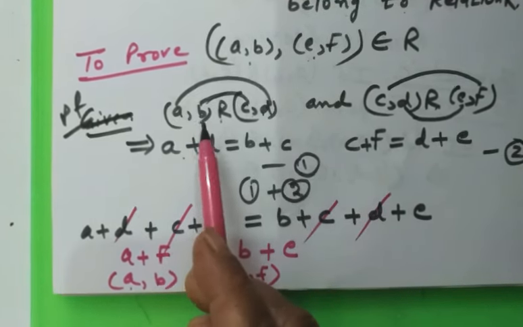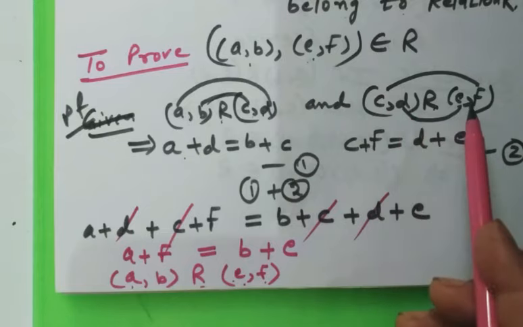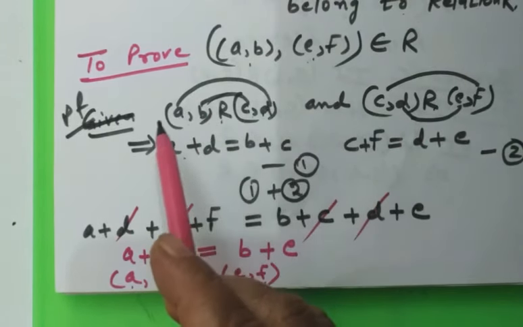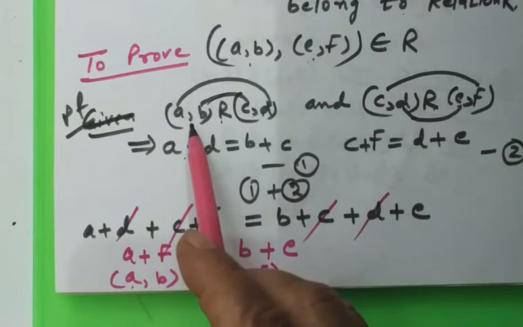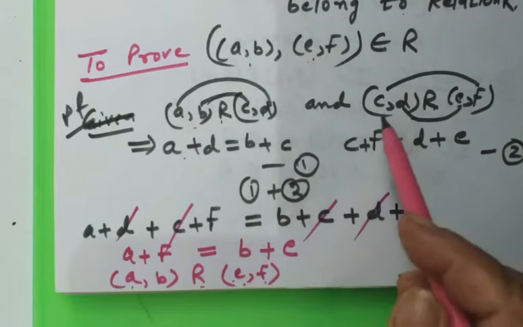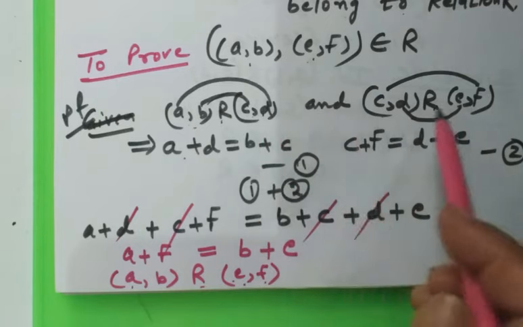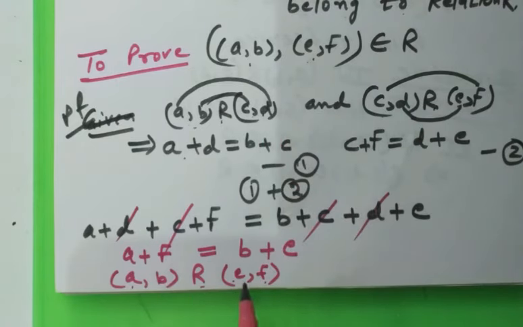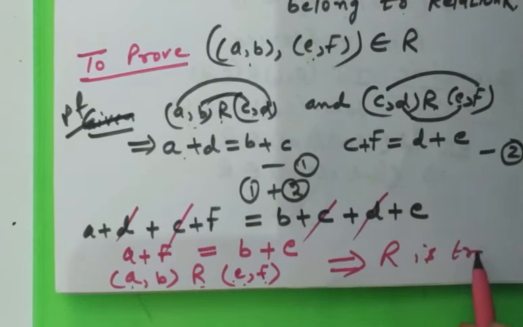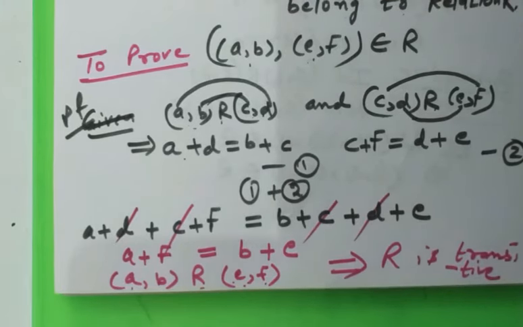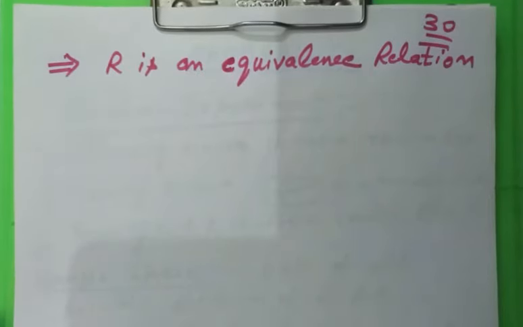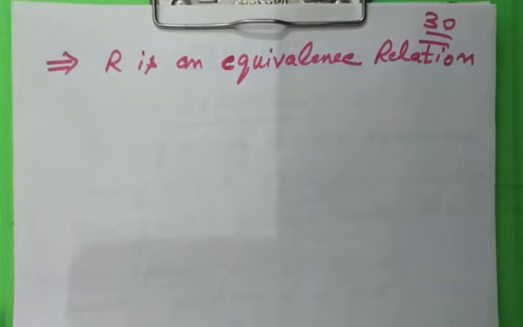So we took the two ordered pairs AB, CD and CD, EF, two tuples we took, and when AB was related to CD and CD was related to EF, both of them were given to us. Using them we proved that AB is related to EF, and this implies that the relation R is transitive also. So now we have proved the relation R to be reflexive, symmetric and transitive. So this implies R is an equivalence relation.